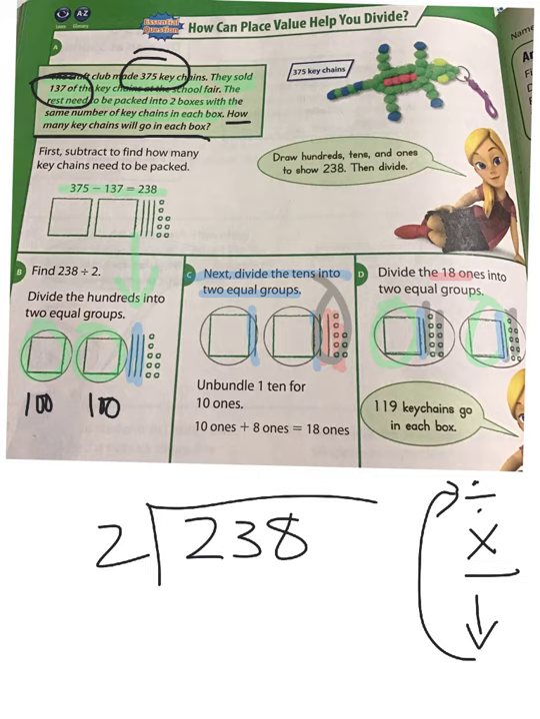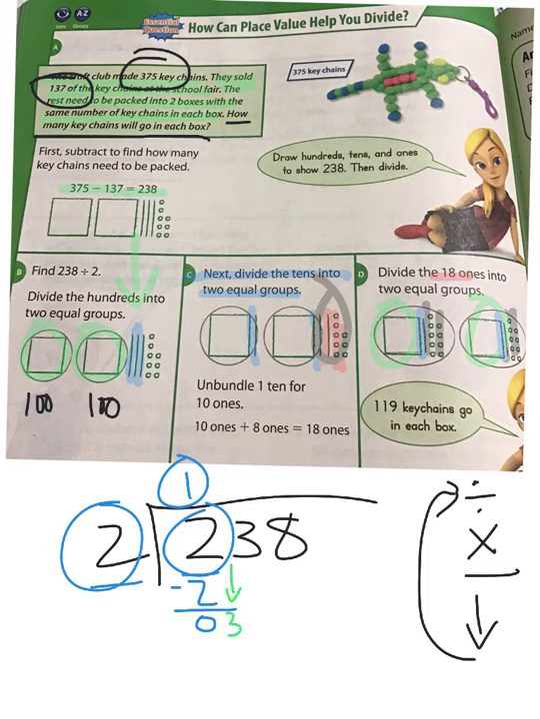So first, we're going to divide. How many times does 2 go into 2? Well, the answer is 1, because 2 times 1 is 2. And then we multiply. 2 times 1 is 2. We subtract, which would be 0. And we bring down our 3.